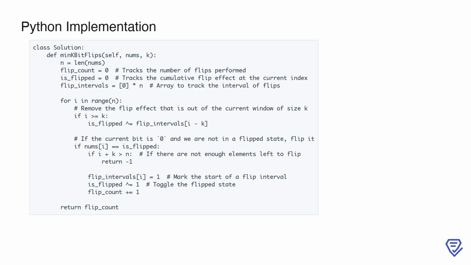4. Returning the result. After iterating through the array, flip_count contains the minimum number of flips required if all bits are successfully turned to 1. If it was impossible at any point, we would have returned -1 during the loop. This approach ensures an efficient solution with a time complexity of O(n), as we only traverse the array once and use an auxiliary array to manage flip intervals. The space complexity is also O(n), due to the flip_intervals array used for tracking.